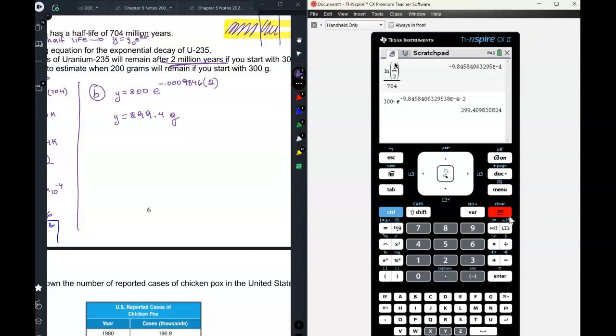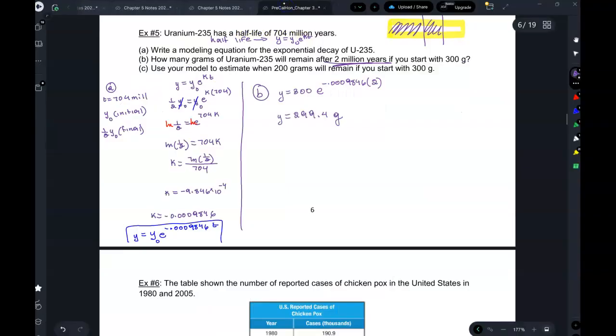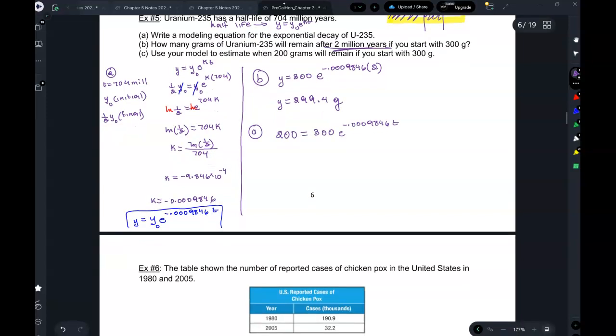Use your model to estimate when 200 grams will remain if you start with 300 grams. So, for part C, you want y naught to be 200. You start with 300 times e to the negative 0.0009846 to the power of t. Okay? You divide both sides by 300.